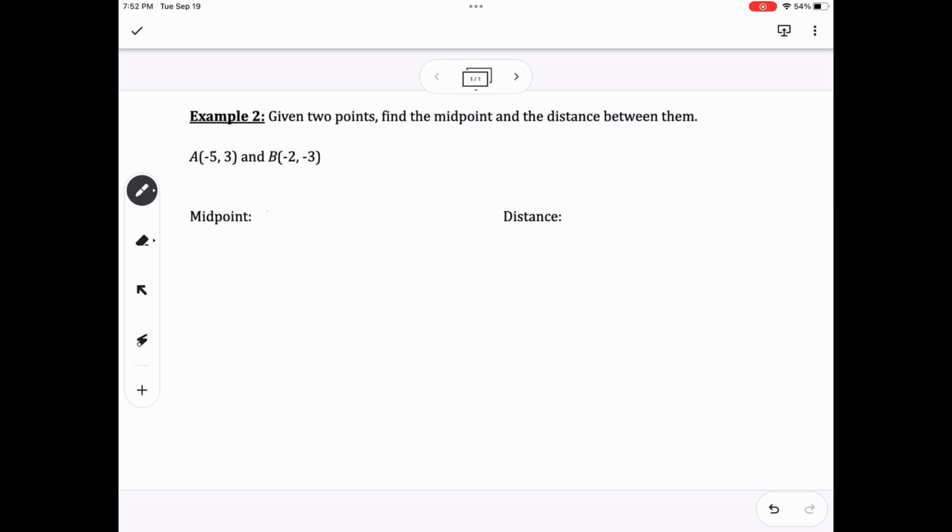The formula is the x values added to each other and divided by 2. So the x values, meaning -5 and -2, the values in the x position, and then doing the same thing with the y's from those two ordered pairs. So we consider -5 and -2 the x1, x2, and 3 and -3 the y1, y2.